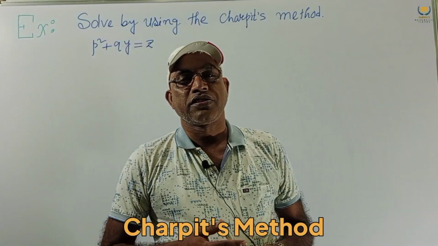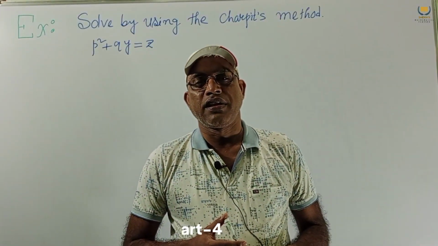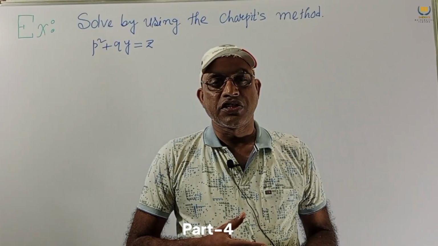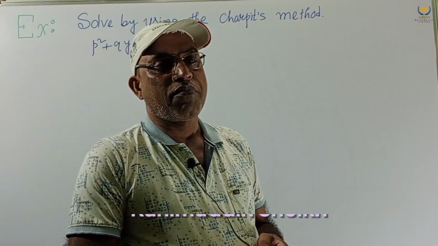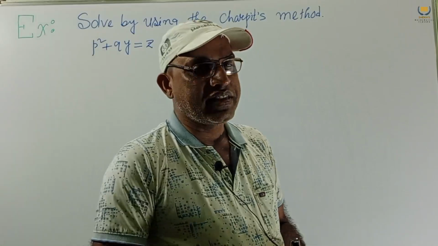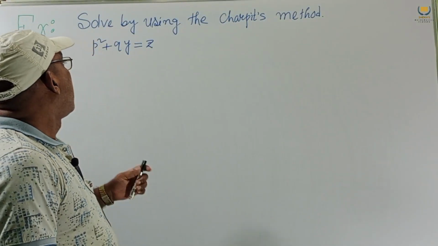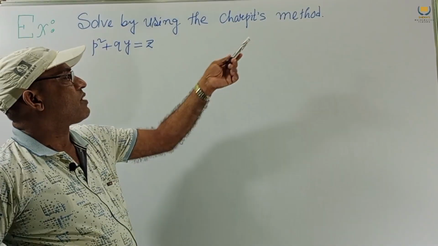So our main discussion is Charpit's equation of first order partial differential equation. We solved some problems. Now we consider the remaining problems. Charpit's equation is very easy, very simple. We can solve the problems easily, solved by using the Charpit's method.